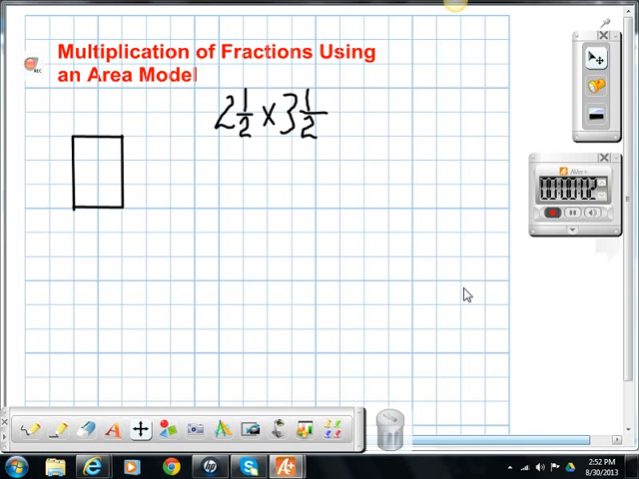Hello, this is HK Math, and at least that's what I call myself when I'm having fun with mathematics. Today I'd like to have a little fun multiplying fractions, in this case mixed numbers, using an area model. So let's take something that we all know.